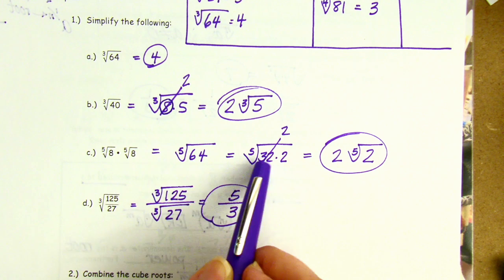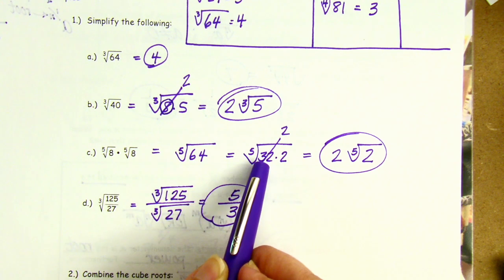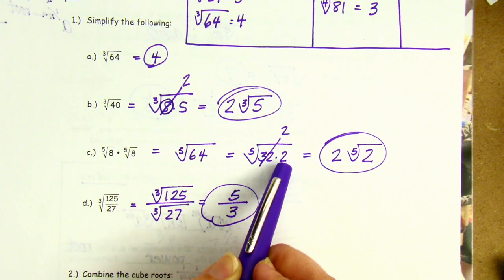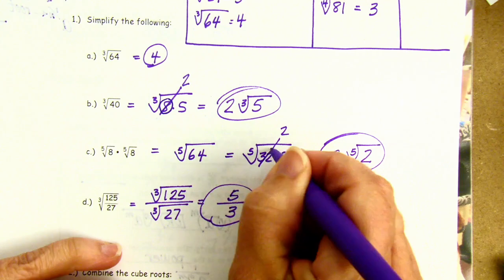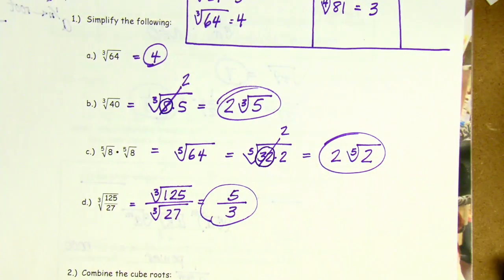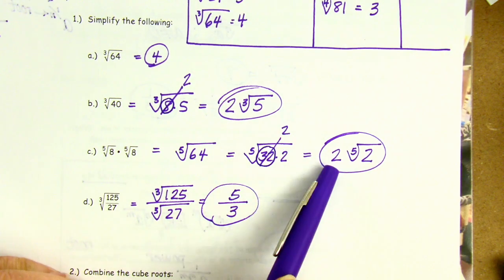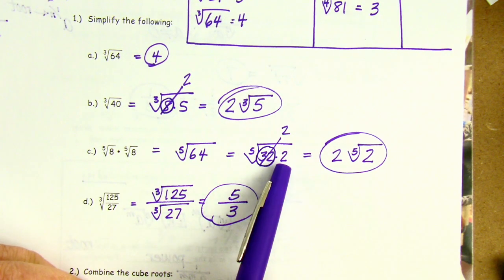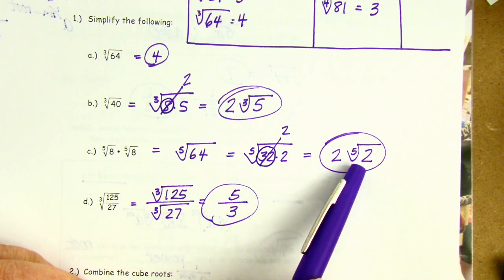I know that 32 is a perfect fifth power, and it divides 64 by 2. Okay, and so I can rewrite 64 as 32 times 2, and the fifth root of 32 equals 2. It comes on the outside. And so that one stays on the outside, and this one stays on the inside because 2 is prime. Final answer, 2 times the fifth root of 2.